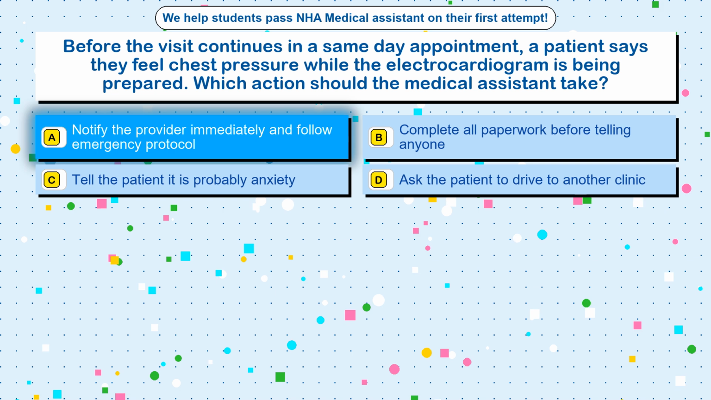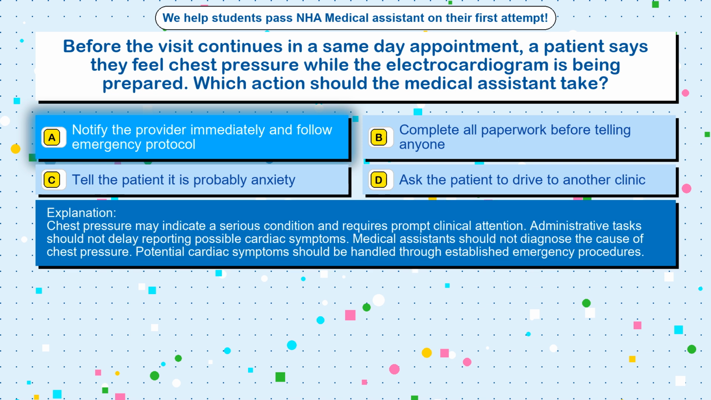The correct answer is option A. Notify the provider immediately and follow emergency protocol. Chest pressure may indicate a serious condition and requires prompt clinical attention. Administrative tasks should not delay reporting possible cardiac symptoms. Medical assistants should not diagnose the cause of chest pressure. Potential cardiac symptoms should be handled through established emergency procedures.